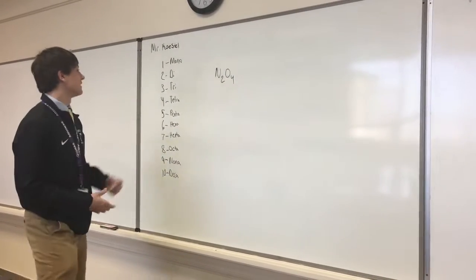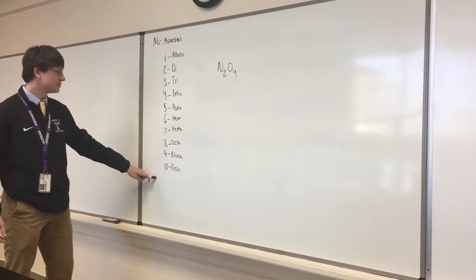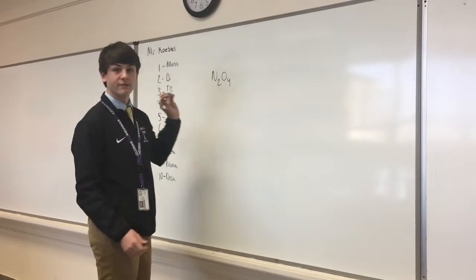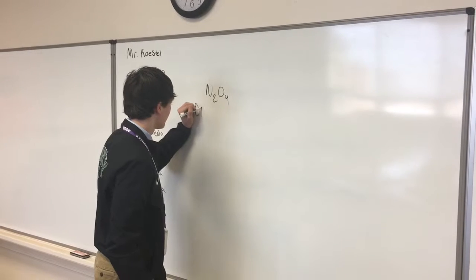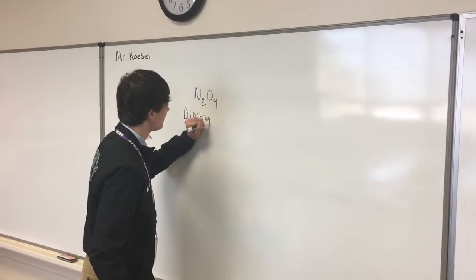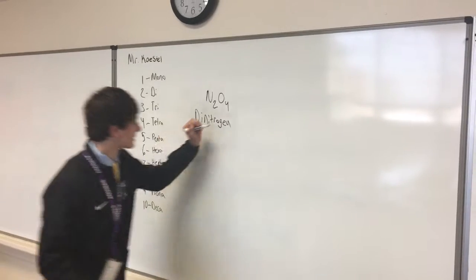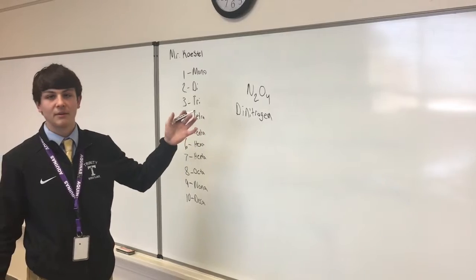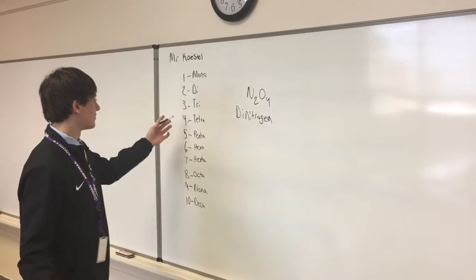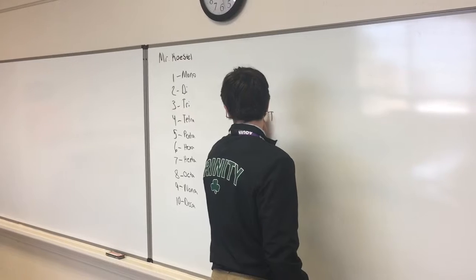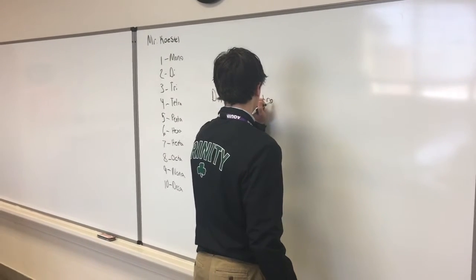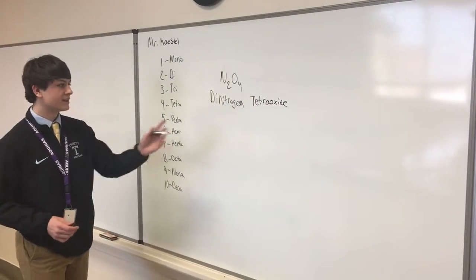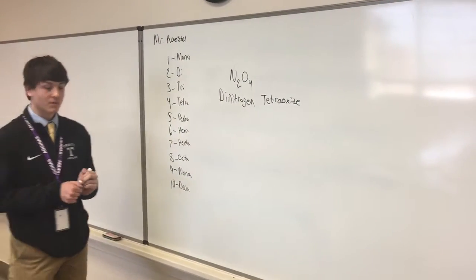This is all the prefixes that you use for the numbers. You put the prefix in front of the first name, so it would be dinitrogen. For the second one, you still put the prefix in front of it, so it'd be tetraoxide. Now you still put the -ide at the end because it is that second one. So that's how you write it out, guys.